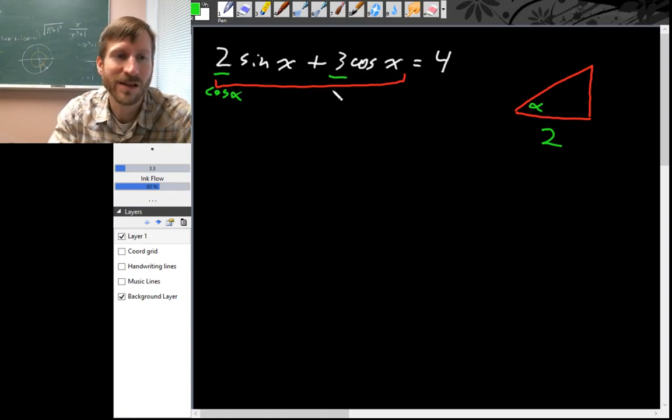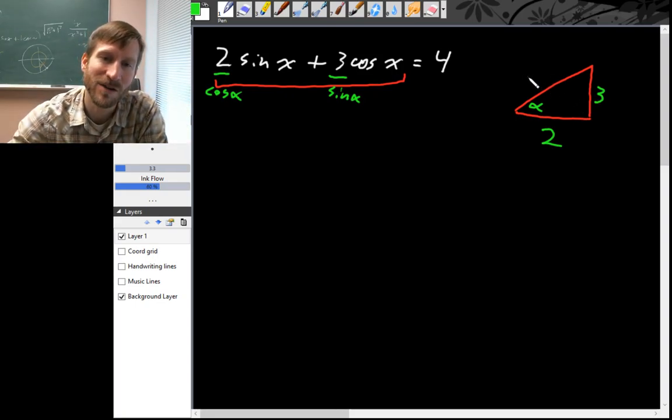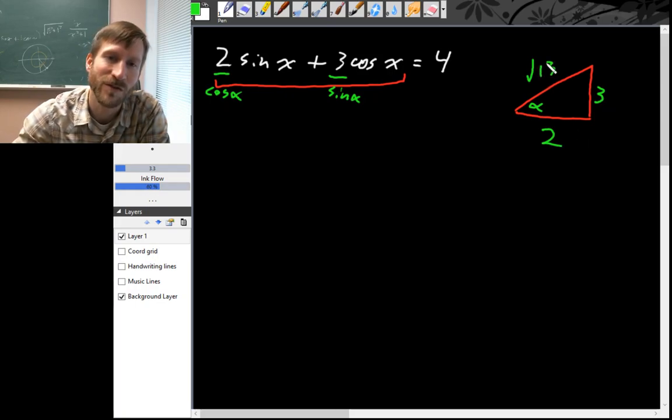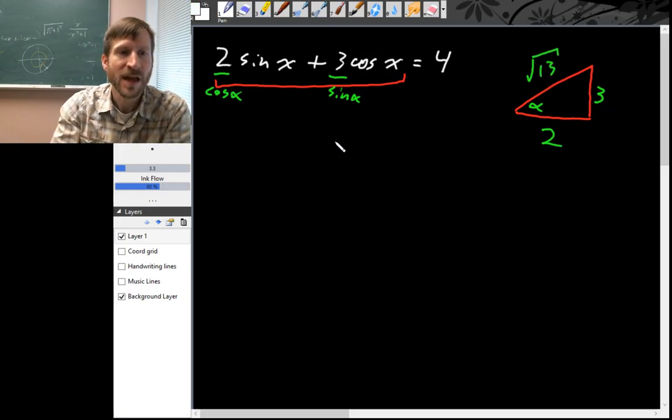This 3 is associated somehow to sine of alpha, so we should put 3 on the opposite side. And then we can use the Pythagorean theorem to get the hypotenuse. So square root of 3 squared is 9 plus 4, 13. So square root of 13. And that means the missing denominator here is the square root of 13.